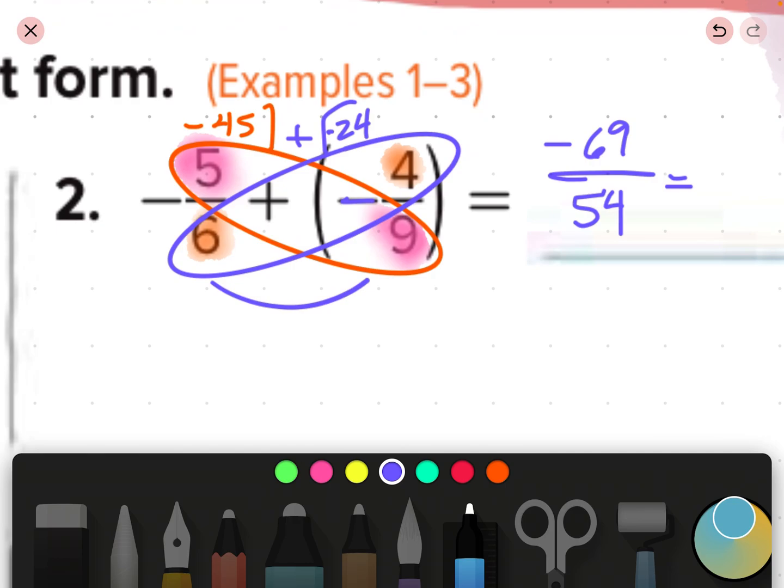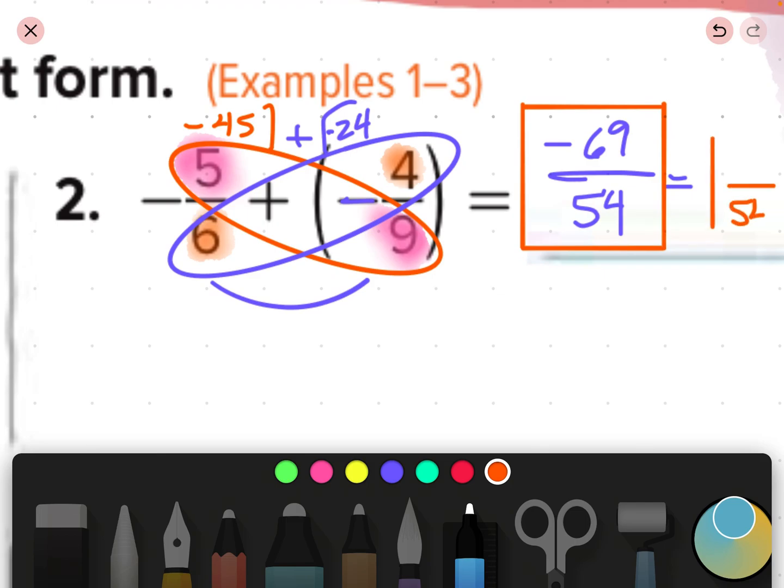Just remember, whenever you simplify a negative fraction, your answer is still going to be negative. It's not going to change the sign if you simplify. It's just going to change the number of pieces that we have. So anyways, when you look at this, 54 goes into 69 one time. And I know my denominator is not going to change. My denominator is still going to be 54.